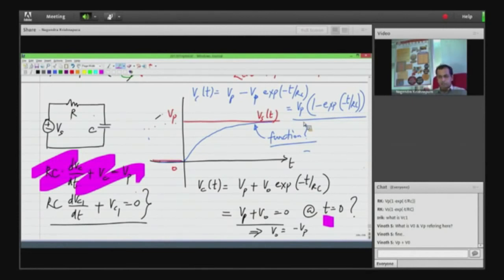Now we solved it for zero input, that is, you have some initial condition and the input then jumps to 0. We also solved it for you have 0 initial condition and it jumps to some value.